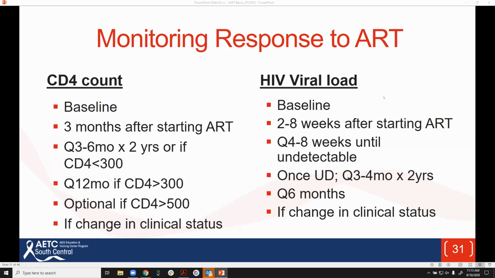You can see here what the recommendations are. My personal practice is I check every month until they're undetectable, and then go to every 3 months for the first year or two. A minimum number of labs here, that HIV viral load would be every 6 months.